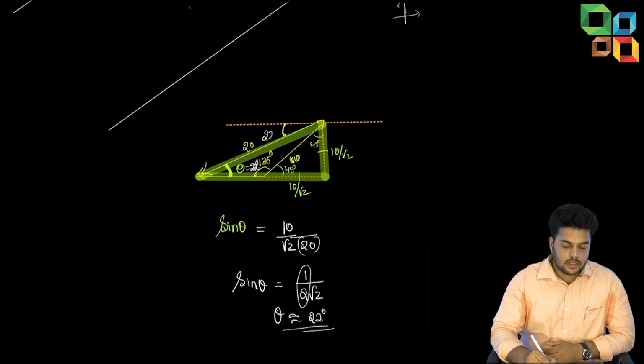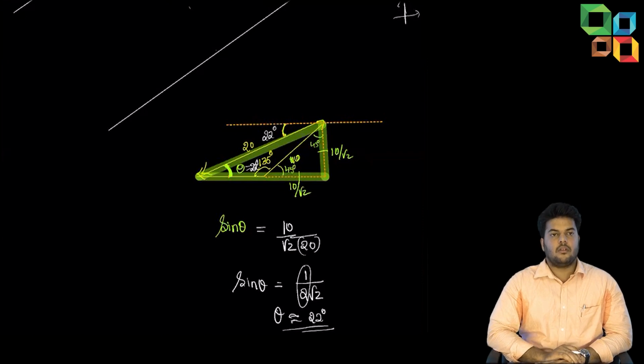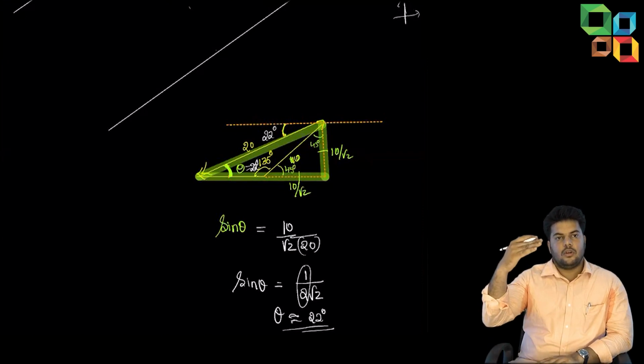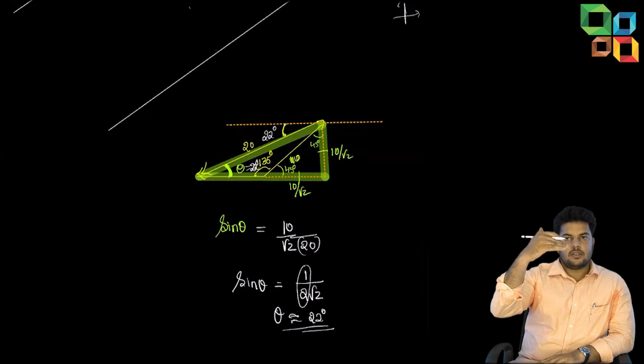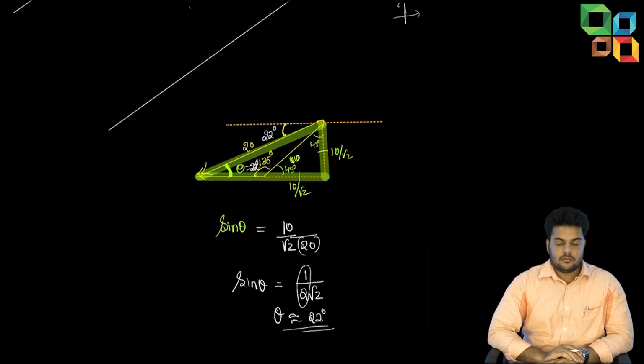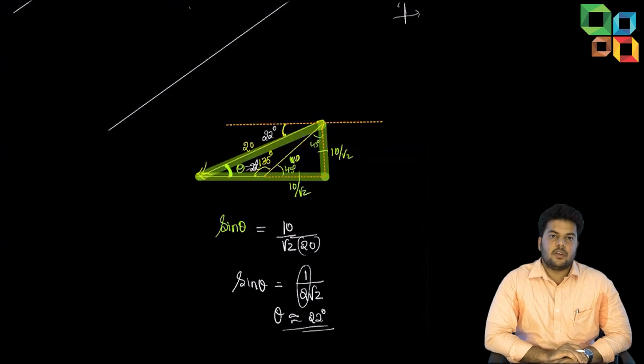So if this is 22 degrees, this also will be 22 degrees. So you need to go 22 degrees south of west.